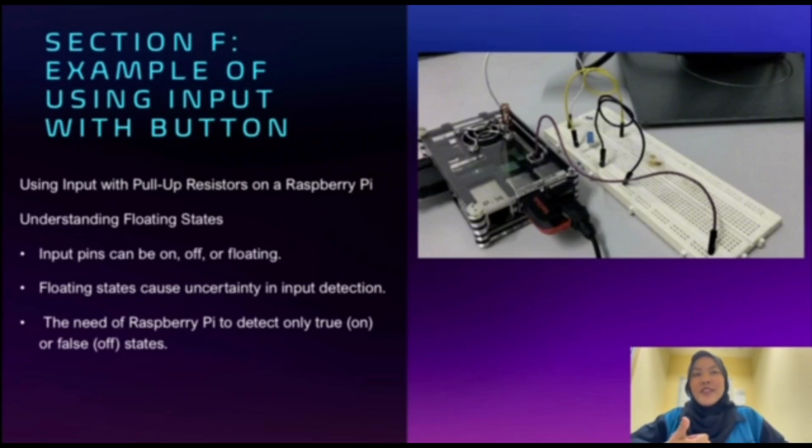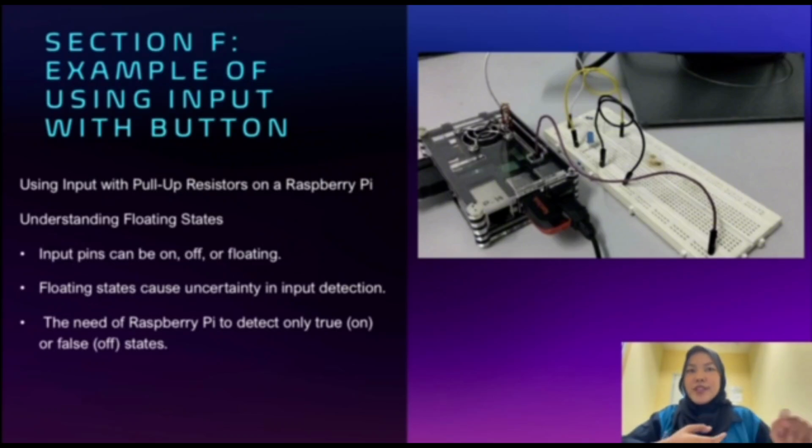Before that, to understand the floating state and pull-up resistor: when we use a pin for input, such as reading the state of a button, the pin can sometimes be in an uncertain state known as floating. This happens because an input pin can actually have 3 states, which are on, off, and also floating. For reliable input detection, we want the Raspberry Pi to detect only true or false states. To solve the problem, we use a pull-up or pull-down resistor. This resistor ensures that the pin is in a finite state when the button is not pressed. The Raspberry Pi has internal pull-up and pull-down resistors that can be enabled through programming.